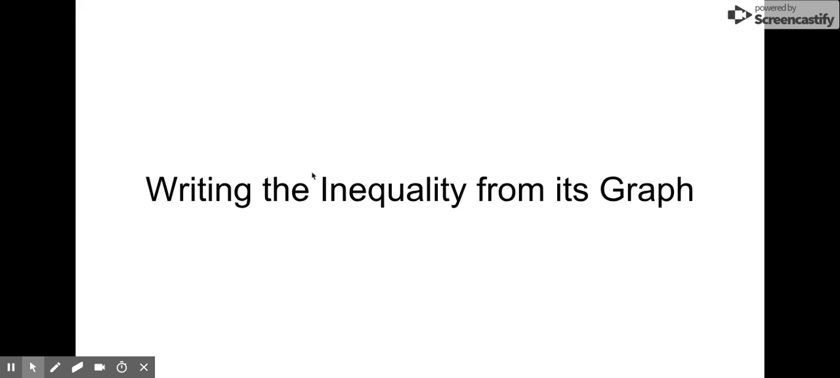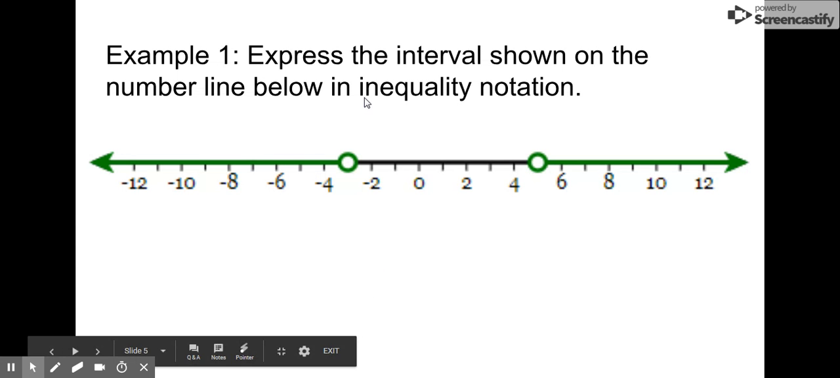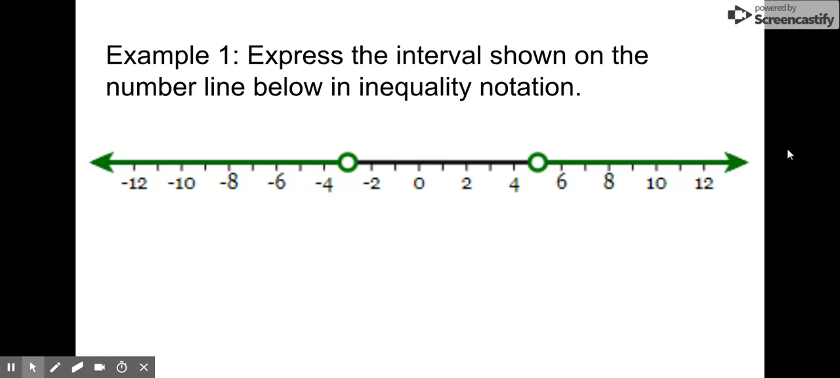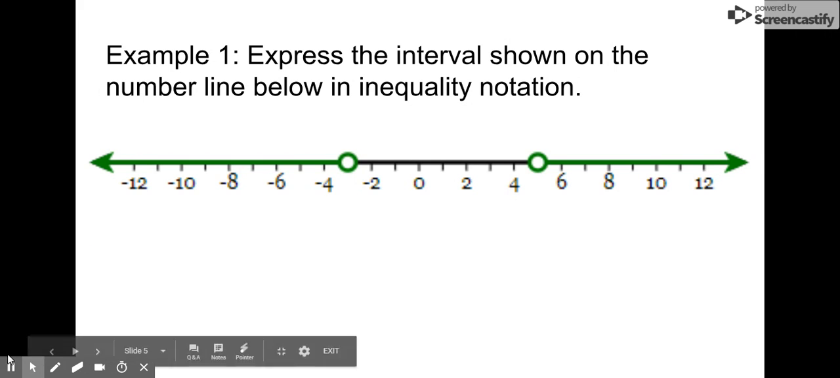So first we're going to look at some graphs that are already taken care of and write the corresponding inequalities for them. So here we have an open circle that goes off to the left and another open circle that goes off to the right. So this is a case where x is going to be one thing or another. So let's go ahead and write the inequality for that.